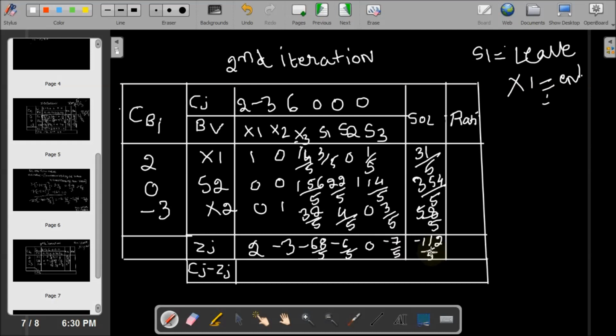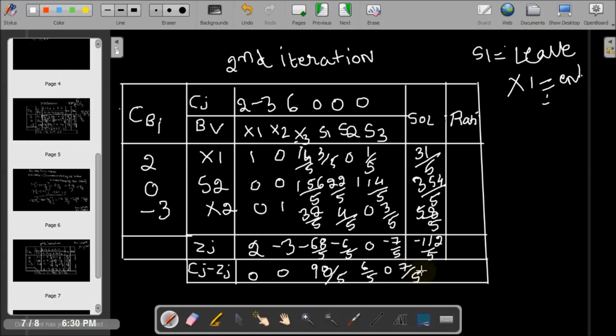Getting? So now Cj minus Zj I will calculate. So 2 minus 2 is obviously 0. Now minus 3 minus, obviously 0. Now 98 by 5. So when you subtract minus 68 by 5 from minus 6, if you take the LCM, you will get the value 98 by 5, 6 by 5, next 0, 7 by 5.